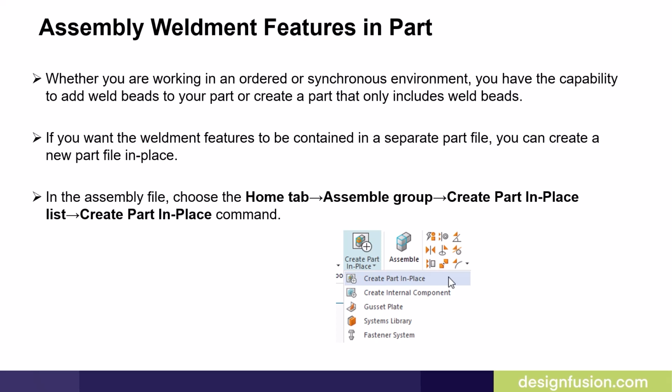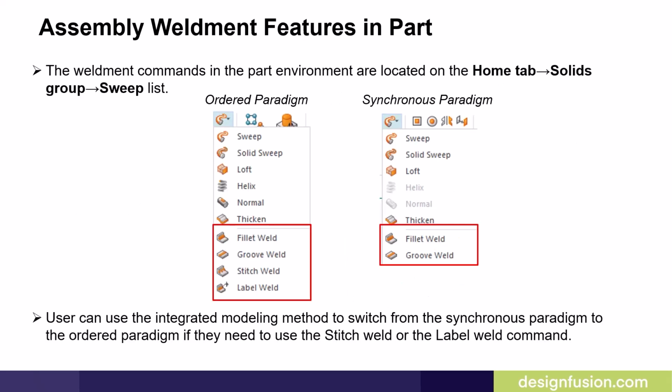If you want the weldment features to be contained in a separate part file, you can create a new part file in place. As shown on the slide here, you do this by using the Create Part in Place command. The weldment commands in the part environment are located on the Home tab in the Solids group on the Suite pull-down list. The Stitch Weld command and Label Weld command are not available in the synchronous paradigm. However, you can use the integrated modeling method to switch from the synchronous paradigm to the ordered paradigm if you need to use the Stitch Weld or Label Weld command.